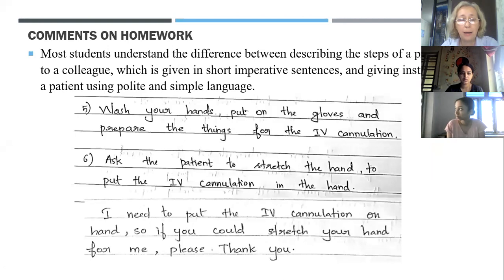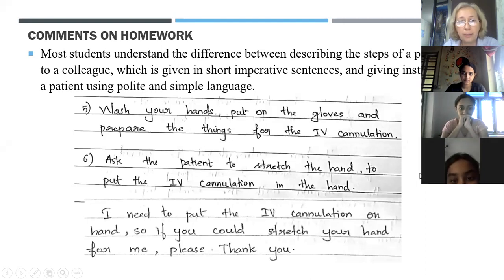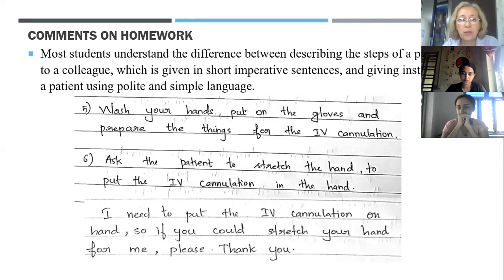And most of the students understand the difference between describing the steps of a procedure to a colleague, which is given in short imperative sentences, and giving instructions to a patient using polite and simple language. I mean that here on this slide, we have examples of both styles of communication. So it's marked like number 5. Wash your hands, put on your gloves, and prepare the things for intravenous cannulation.